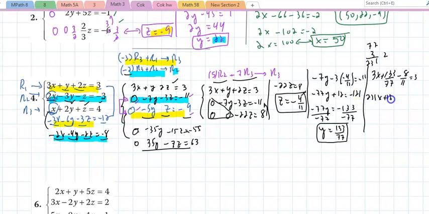231x plus 133 minus, multiply by 7, that's 56, and multiply 3 times 77, that's 233. I don't like that 233. I don't know what's going on. Oh, it's toward the side. Okay.